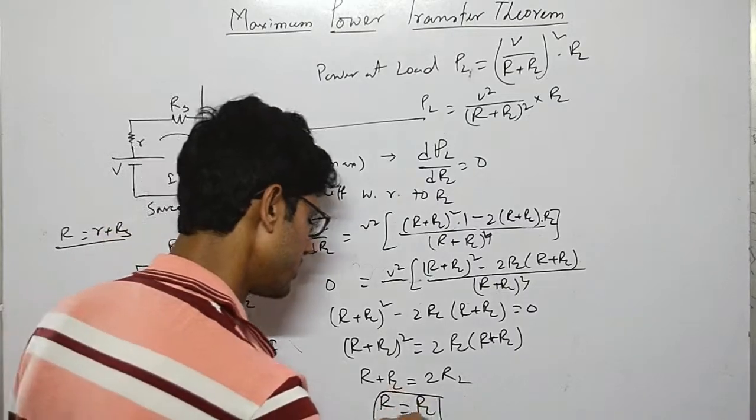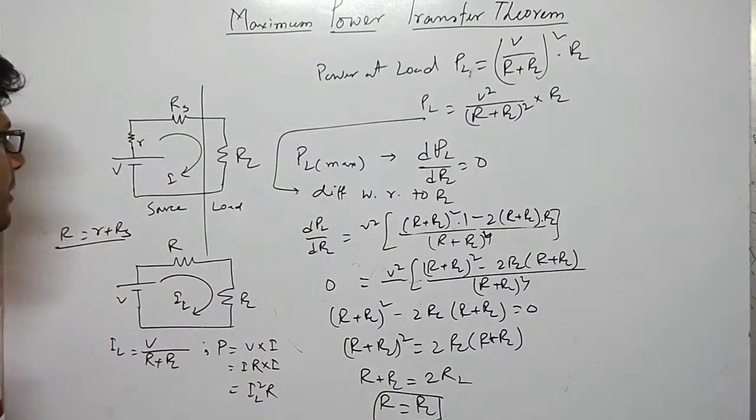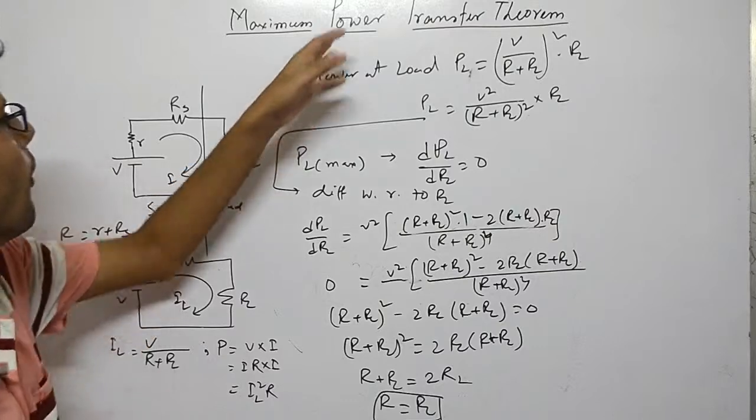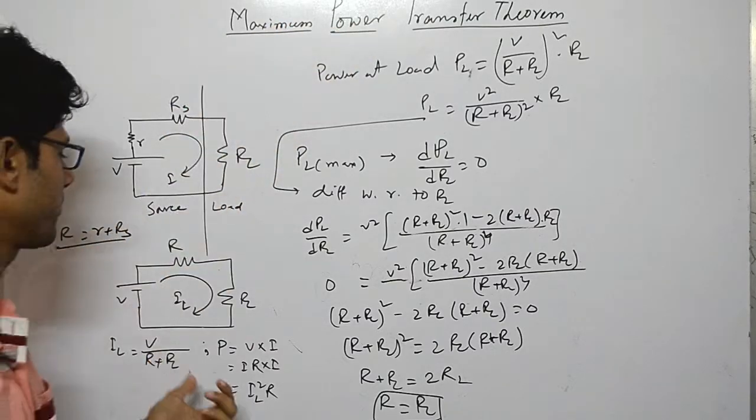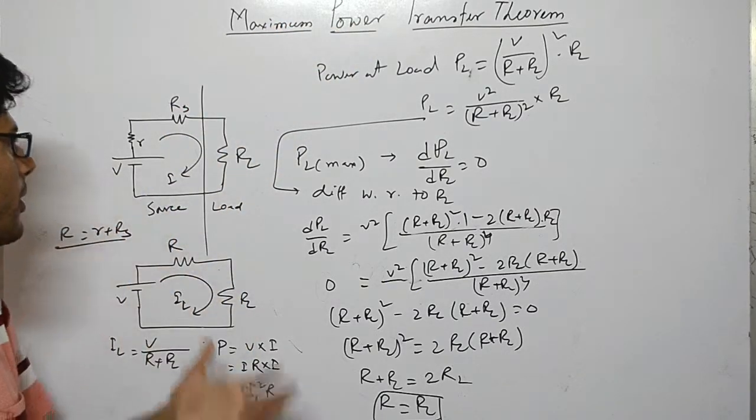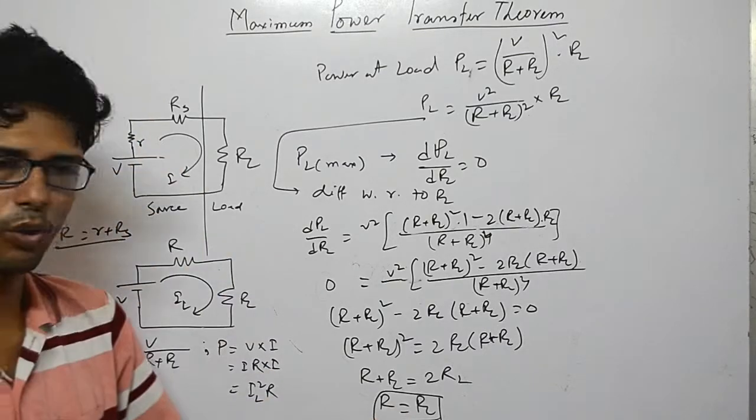R equals RL. This is the specified condition when the maximum power transfer takes place. It is only applicable when the source resistance is equal to the load resistance.